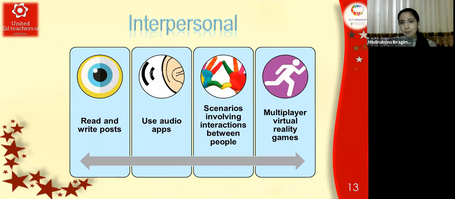And another type of intelligence is interpersonal. Here, we can ask our students to read and write posts, and we can use audio apps, and we can design different scenarios involving interaction between people. And we can include some multiplayer virtual reality games as well to make our learning more effective and efficient.